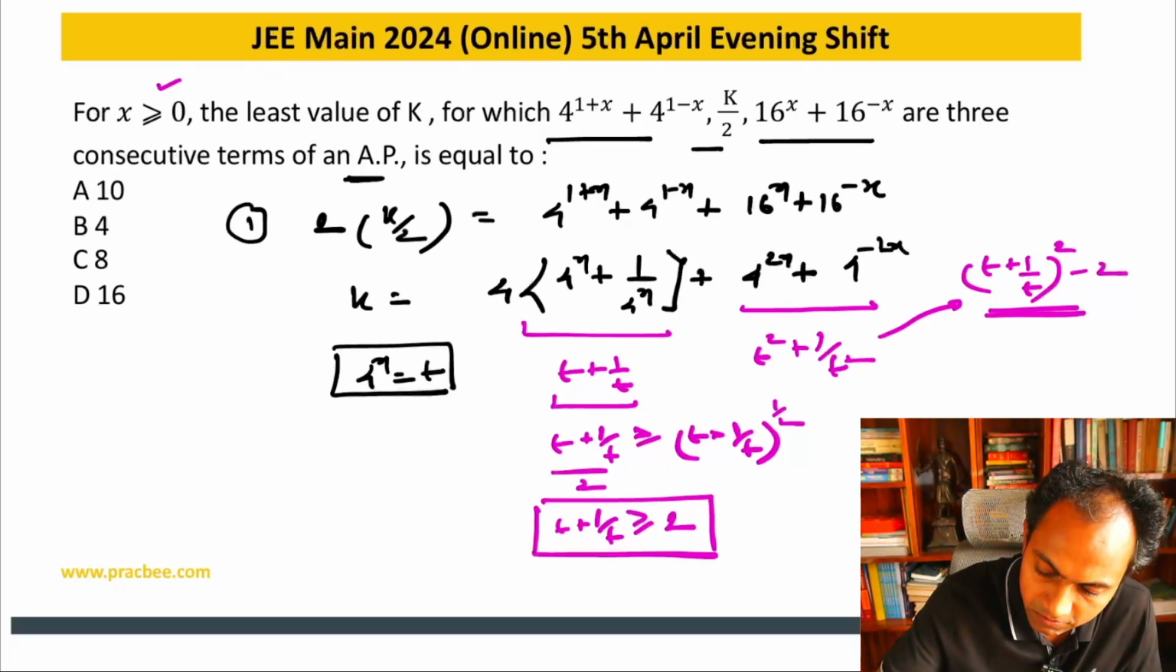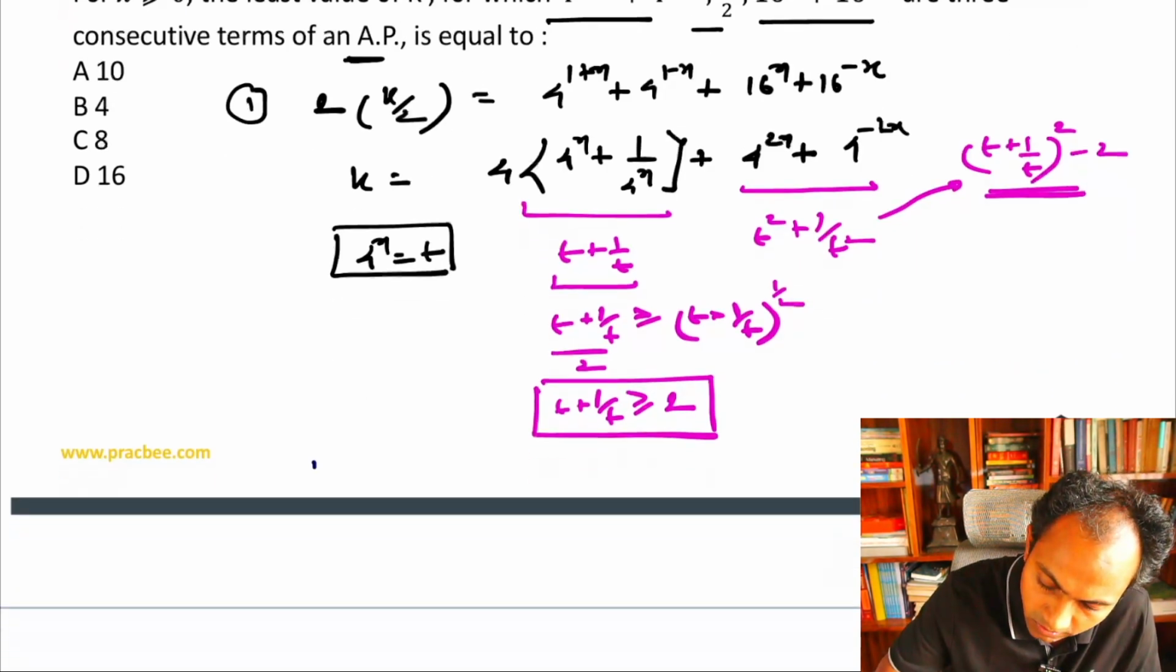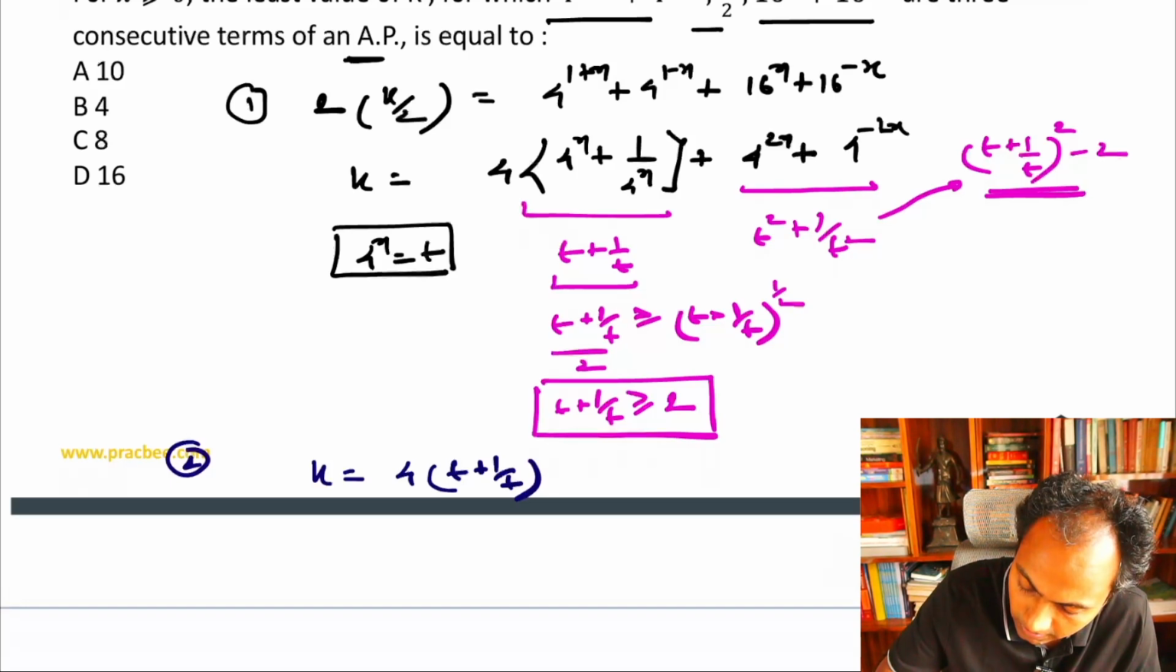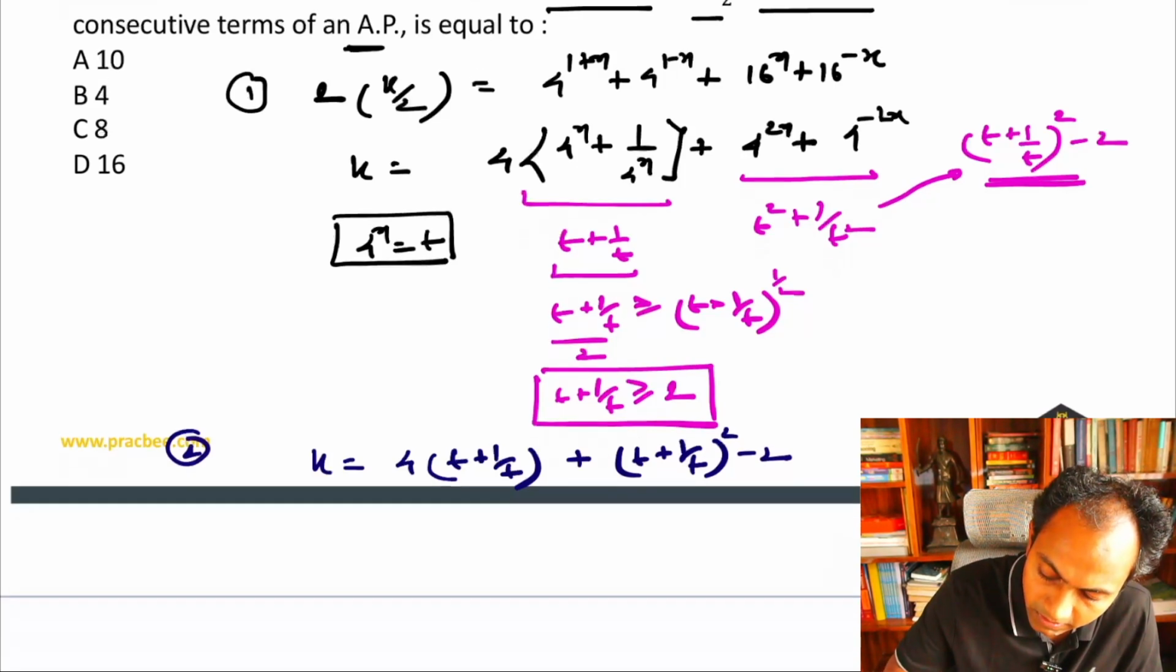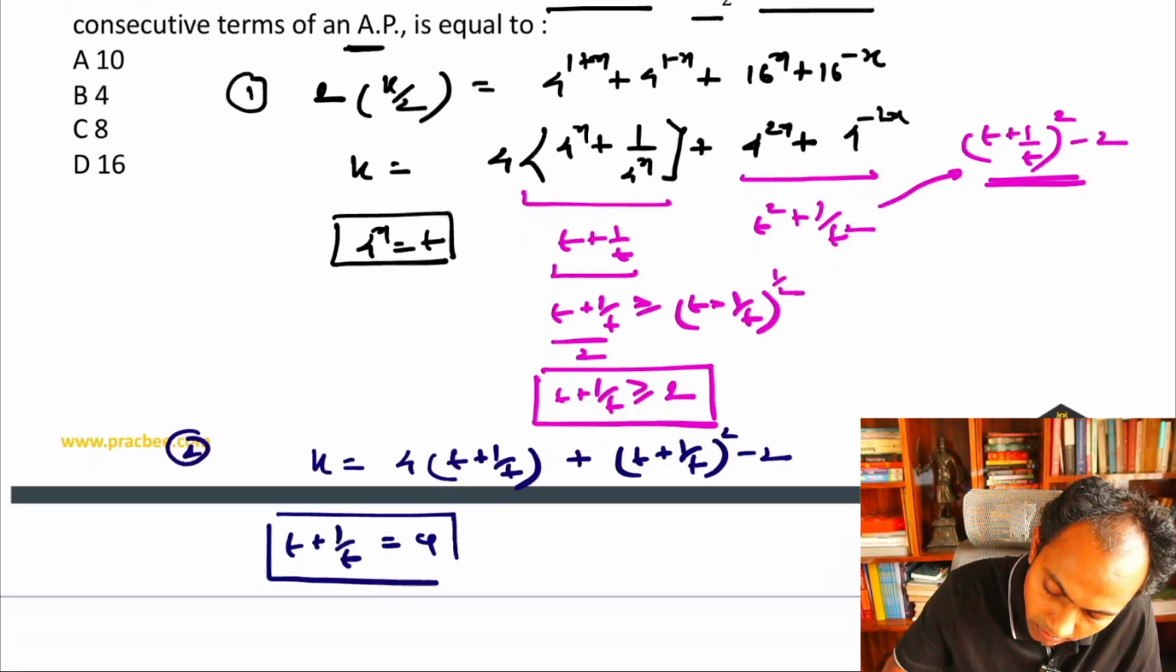So now if I substitute the values, let us see what happens. You can see that k will come out to be 4 times t plus 1 by t, and the second part becomes t plus 1 by t whole square minus 2. So ultimately, in the next step, if I replace t plus 1 by t with u, we have a quadratic expression. So k looks like this: 4u plus u square minus 2.